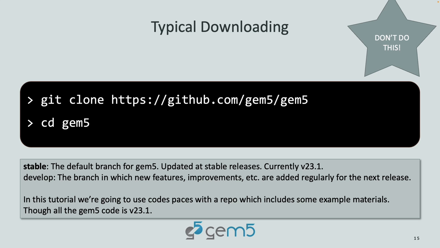There's another branch called develop, where development work happens. When that develop branch is merged into stable, that's a new release of gem5. We do that about two or three times a year. In this tutorial, we're going to use a slightly modified version of the GitHub repo, and it's only modified in the sense that I put in some materials there that we're going to use. The code is pretty much the same. Actually, it's exactly the same.